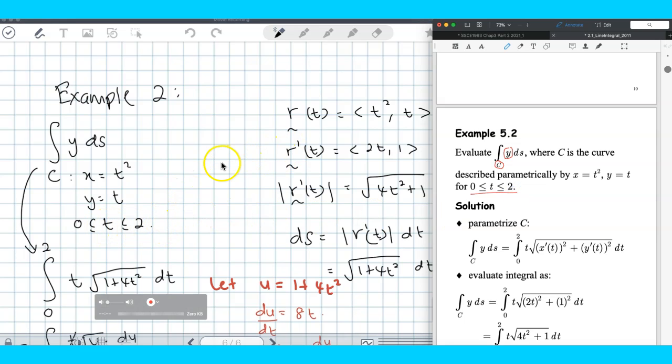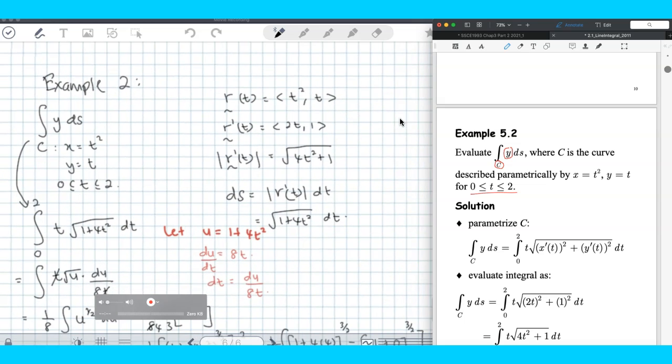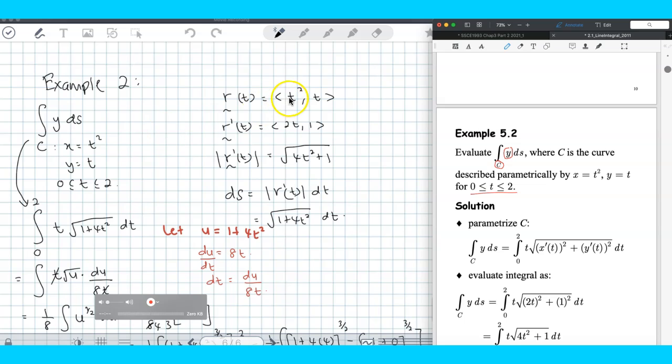Okay, as we know, if you are given a parametric equation, we can have the vector function, right? The parametric equation that we have is actually the equation of r in component form. So you can just substitute for the x component t squared, and for the y component t. And from there, we can obtain the speed, which means you first differentiate. So you get 2t, 1, and then you find the magnitude of r prime. So you have the square root of 4t squared plus 1.